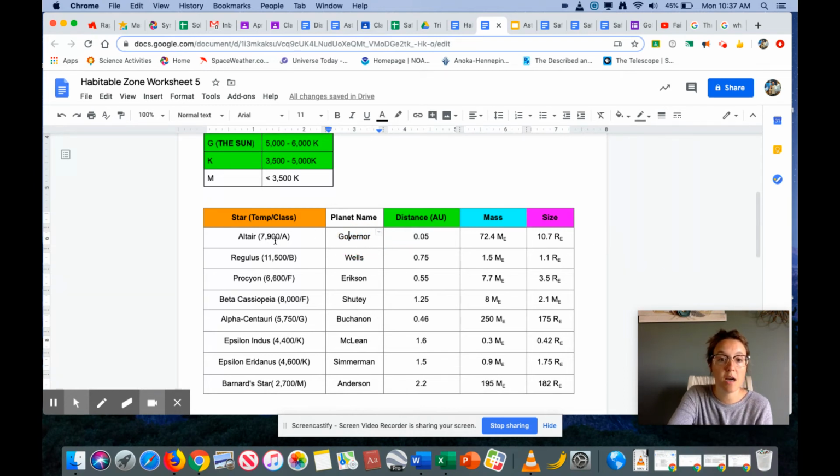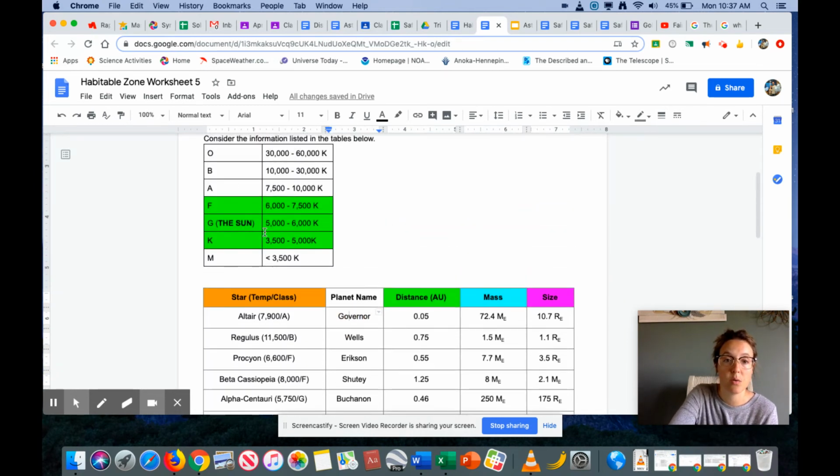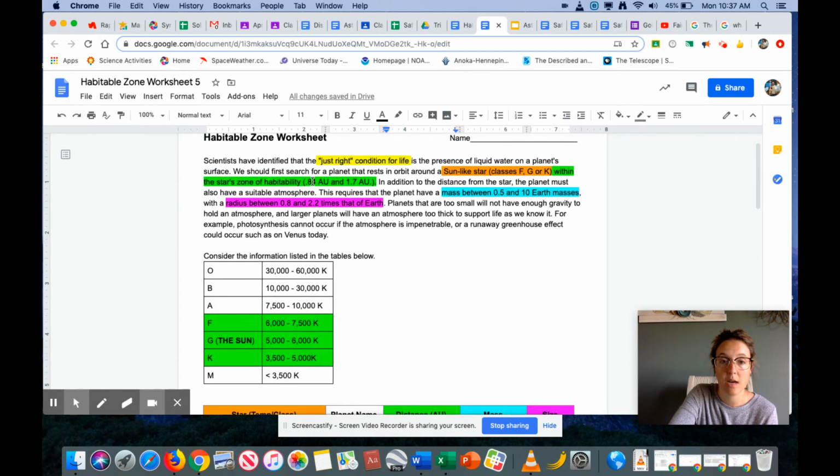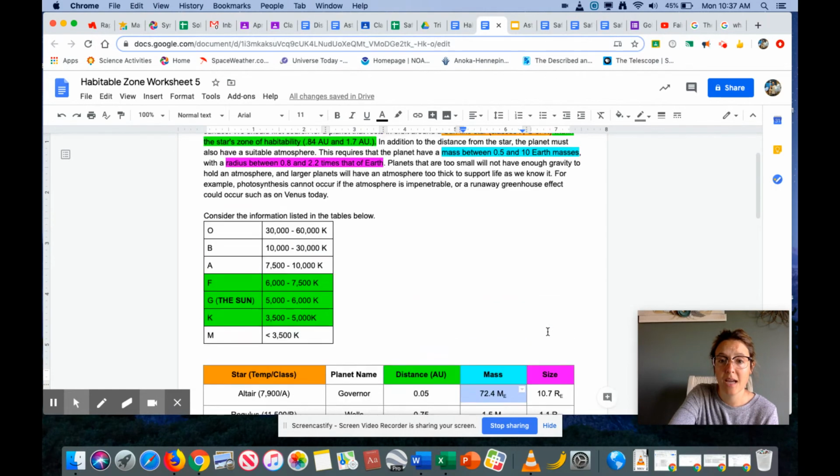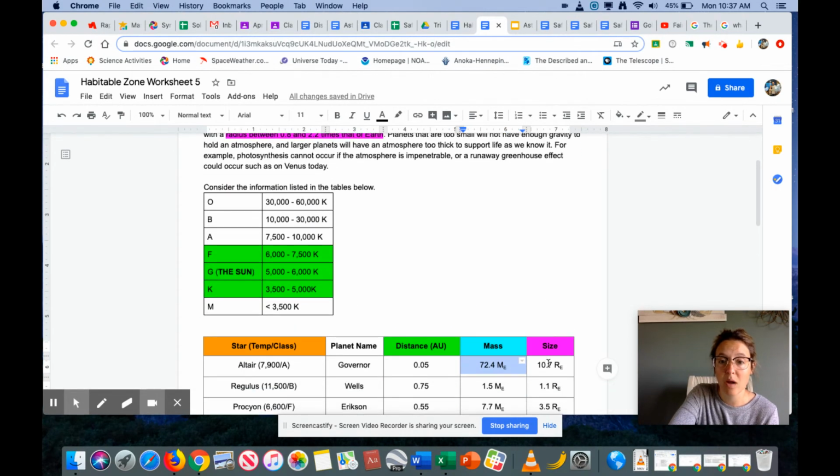The planet Governor is around an A-type star. A-type stars are hotter, so remember, we want to be further away. But this says it's a distance of 0.05. Now remember, our astronomical unit range is 0.84 to 1.7. So this is super close. It's also super big. For the radius, we only want it to be like 0.8 to 2. So this is a really big planet that's really close to a hot star.